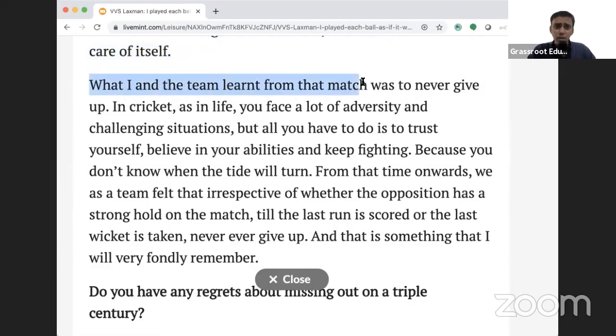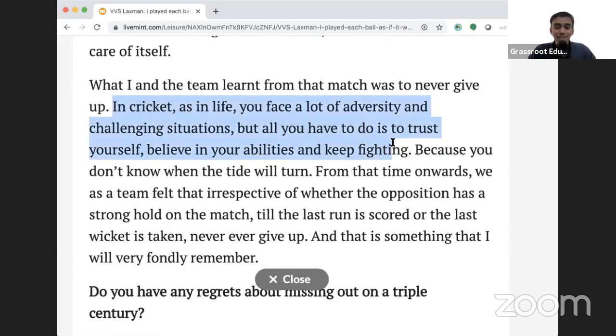What I and the team learned from that match was to never give up. In cricket, as in life, you face a lot of adversity. Adversity means some kind of an unpleasant, difficult situation. And challenging ones, of course, some kind of a challenge. But all you have to do is to trust yourself, believe in your abilities, and keep fighting. This is another reason why I like this paper, because you get a lot of these complex sentences.